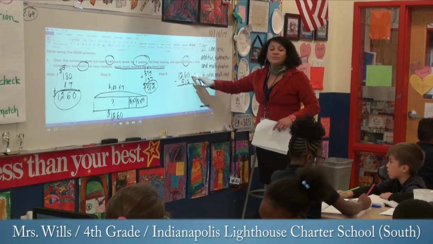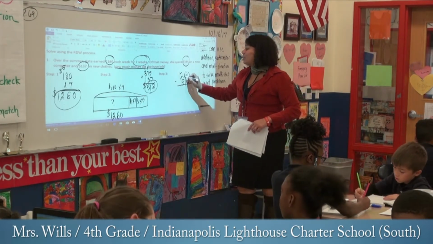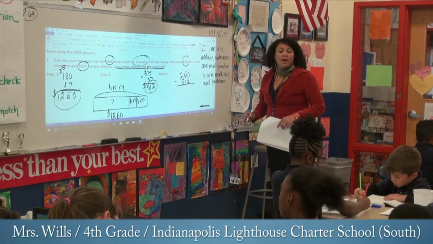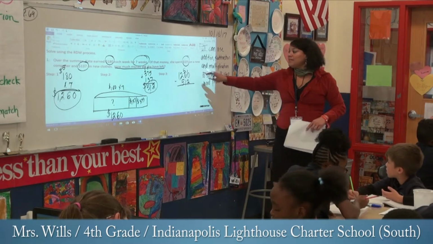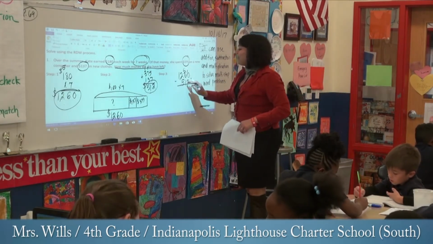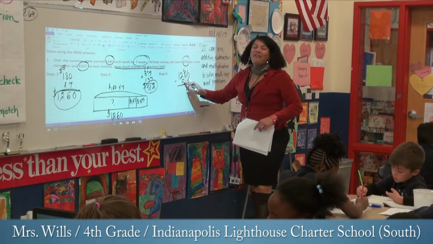Can we take 2 from 0? No. Okay, so we have to go next door. That's 6. We're going to borrow, and that becomes a what? 5. All right. The 0 becomes a 10. What is 10 minus 2? 8. What is 5 minus 1? 4. Can we take 5 from 2?